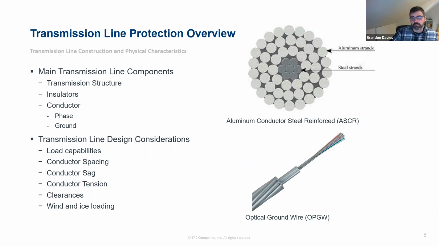The other type that I have here is an optical ground wire. So this is becoming more and more common for the ground conductors on the transmission structure, to provide a conductor that has the same aluminum strands on the outside, some reinforcing on the inside, and then in the center, a portion of the cable is actually filled with fiber optic strands.